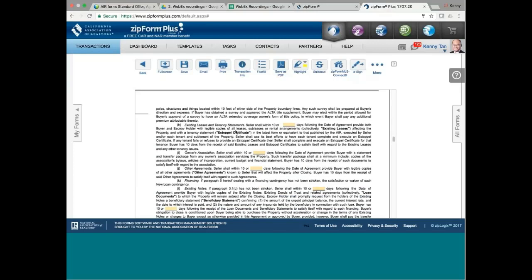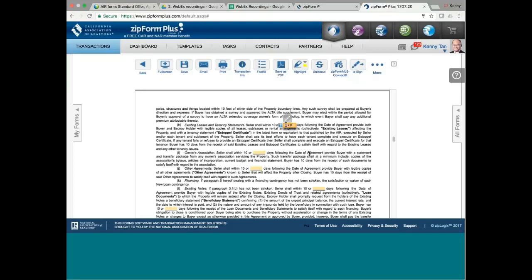Existing leases and tenant statements. Now, because I am buying a 5-unit apartment complex, this one is very important to me. 10 days is probably okay for the seller to provide the leases. And then after the seller provides them, the buyer has a certain amount of time to review them. Now this one also talks about the tenant estoppel certificate. If you think that you need more than 10 days to get the tenant estoppel certificate ready, especially if you have difficult tenants, you can put 20 days if you want.